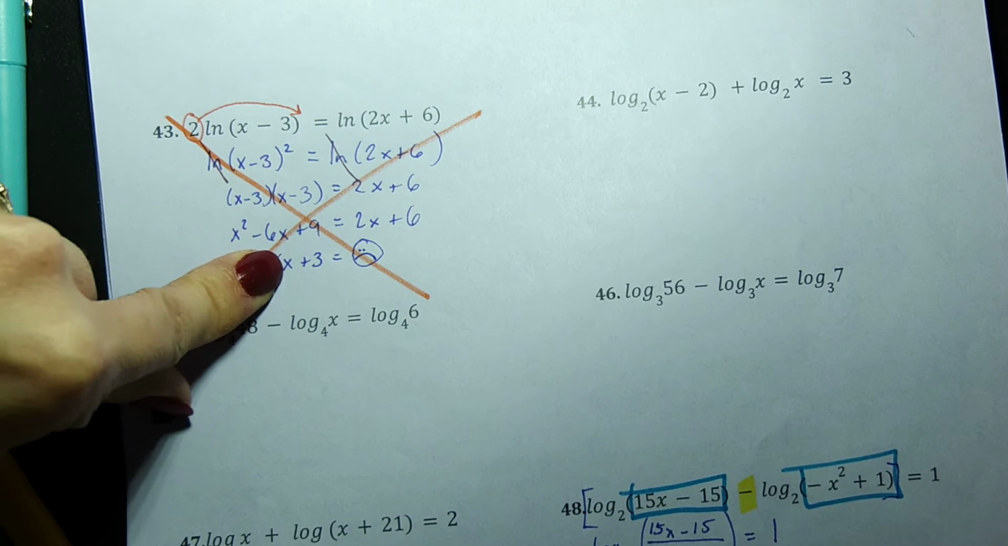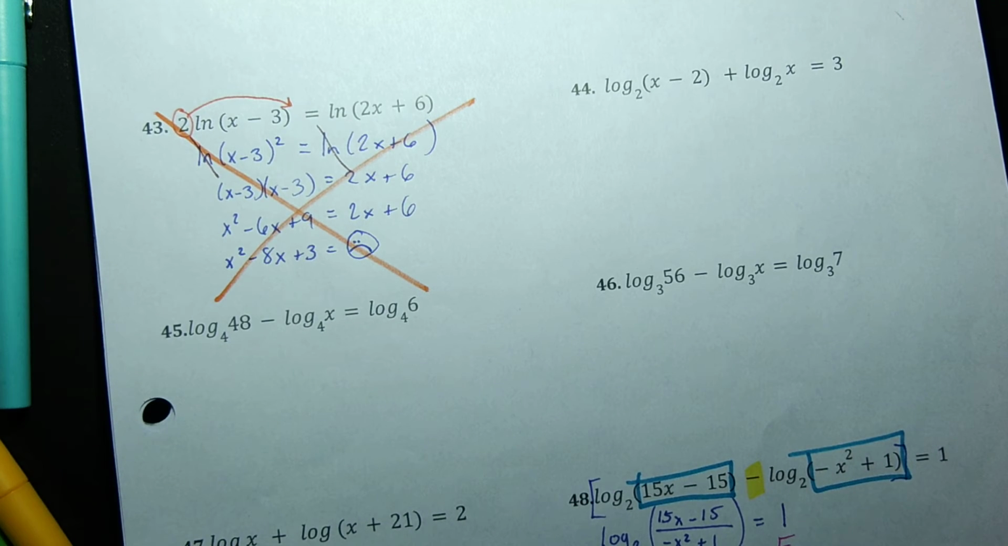X minus 3 times x minus 3 is this. Then we get a quadratic, and that quadratic cannot be factored. Folks, nowhere in this chapter am I going to make you use the quadratic formula, so you can cross off number 43. Not doing it. So if you encounter an unfactorable quadratic, that means you either goofed somewhere or maybe you need a little bit of help with doing the factoring.